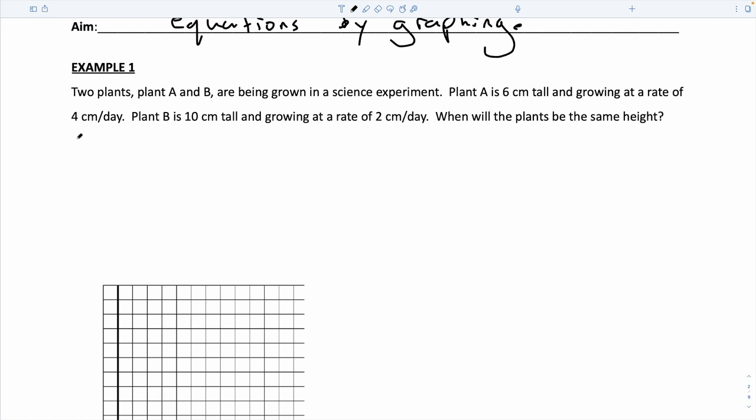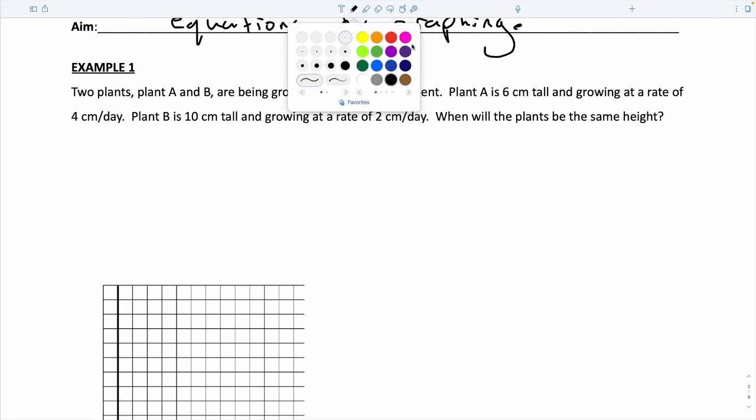I'm going to show you that you can use graphing with a word problem, just like any other type of solving systems. You have 2 plants, plant A and plant B. Let's make plant A into a cool color.